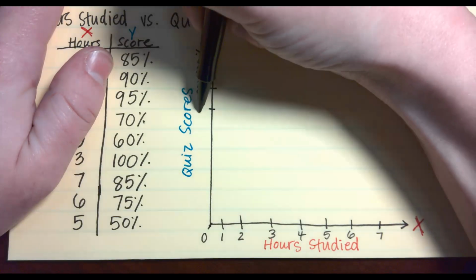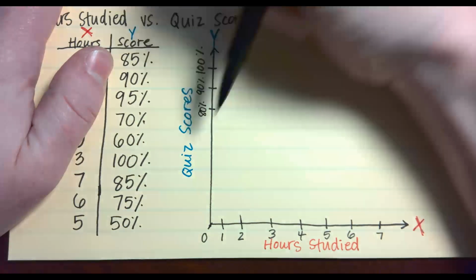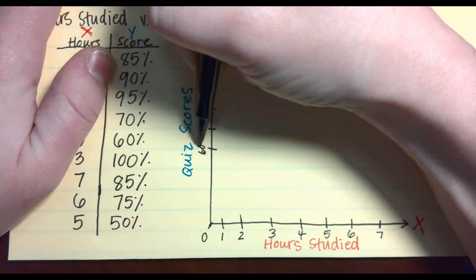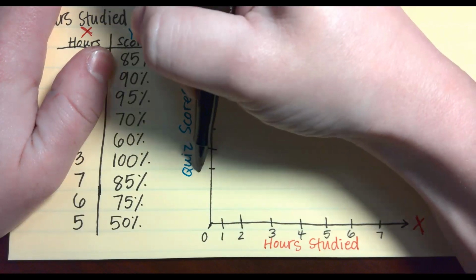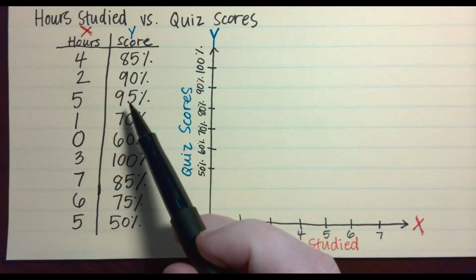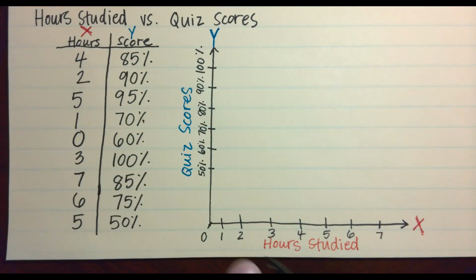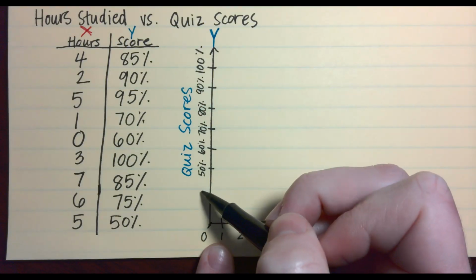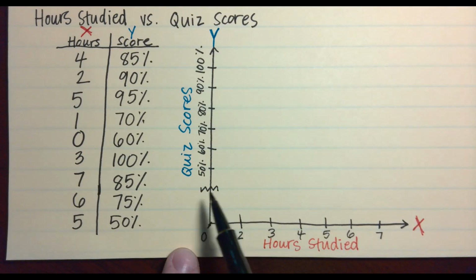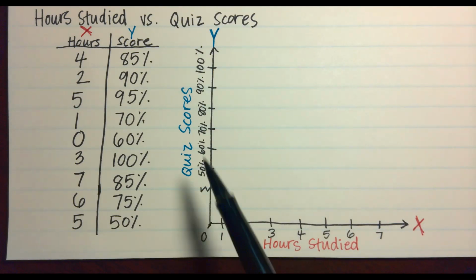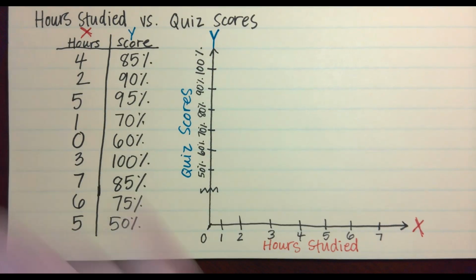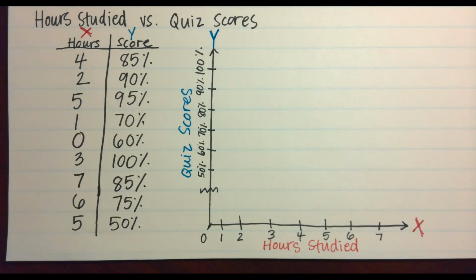This is 80%, 70, 60, 50%. And then we don't have any scores below 50%. So I'm actually going to do this. This isn't something I'm asking you to know how to do, but I'm going to make a break in my graph here to show that I didn't complete the scale. That's what we're doing. Okay.